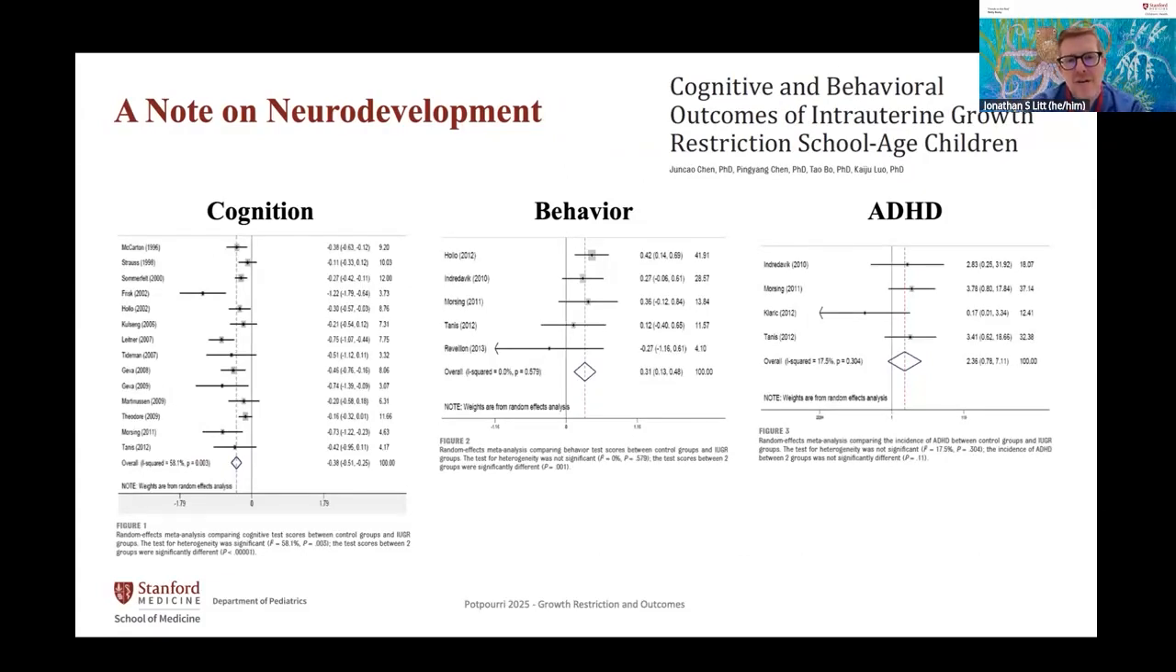Here are 3 different forest plots that show the summary of the data from the meta-analysis, thinking about cognitive and behavioral outcomes after intrauterine growth restriction among school-age children. On the left panel, we see the effect of cognition at school age with an impact of growth restriction. On behavior as well, behavior scores tend to be worse among children who had growth restriction, as well as diagnoses of ADHD.